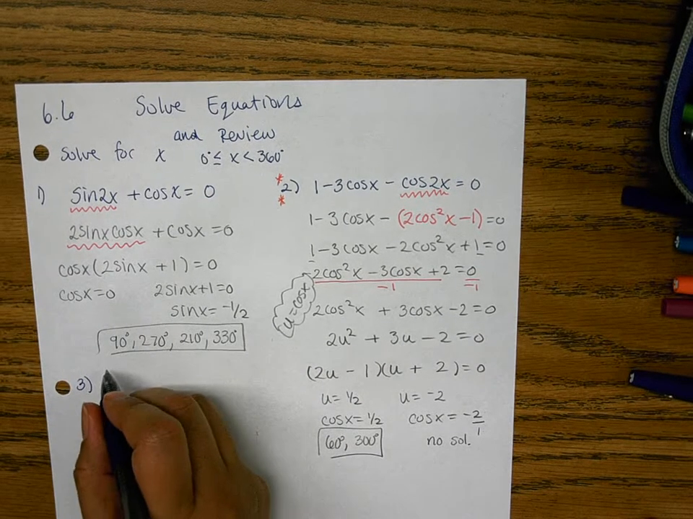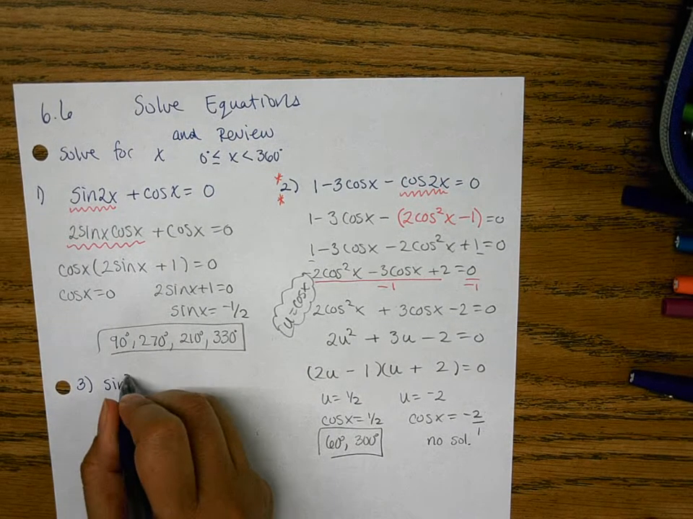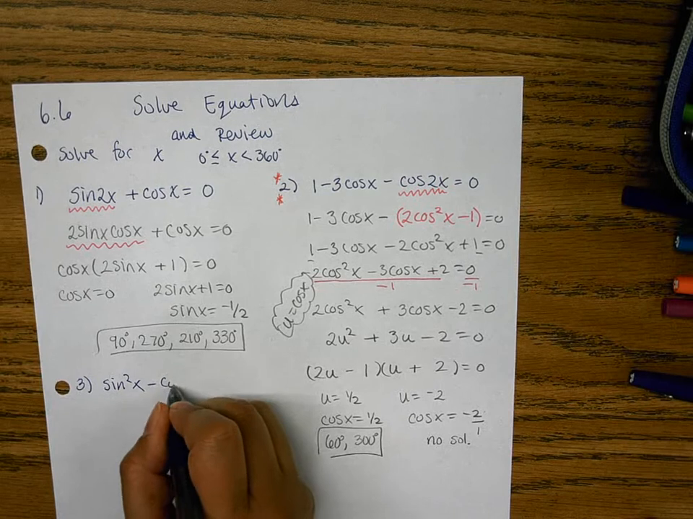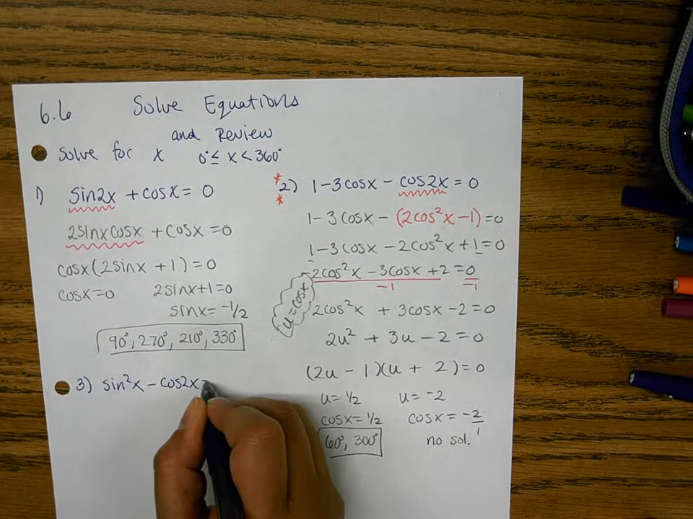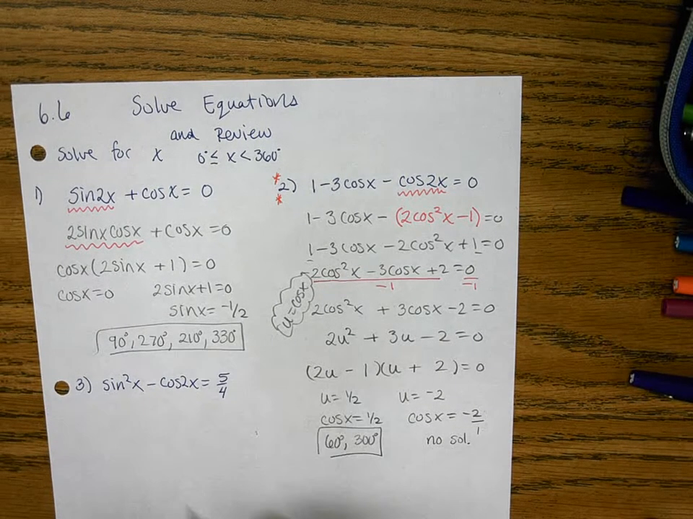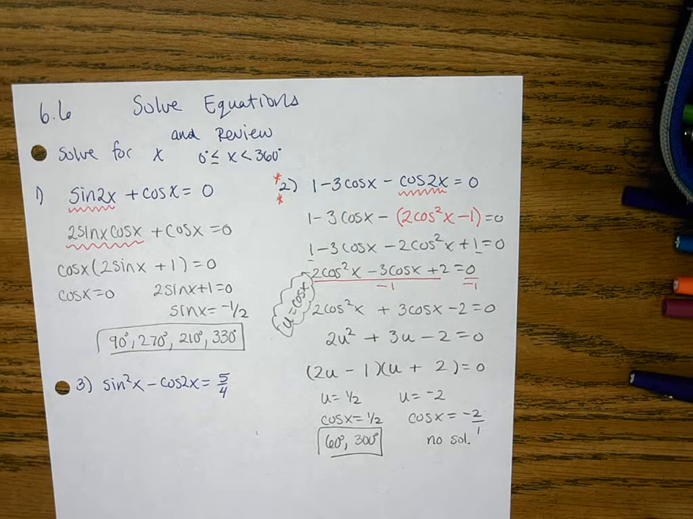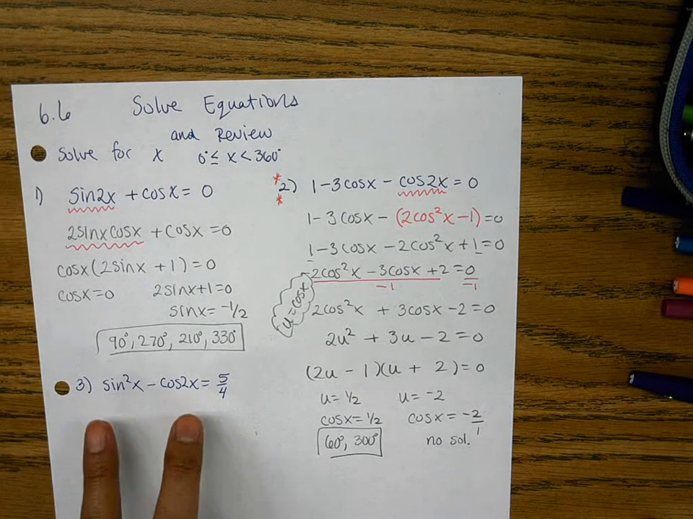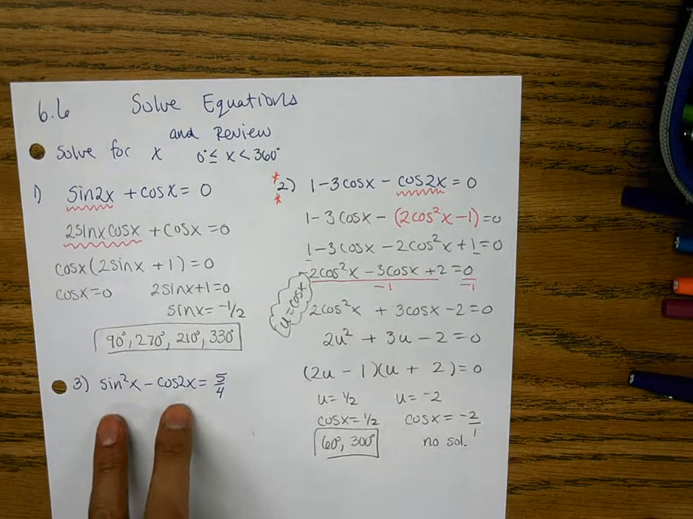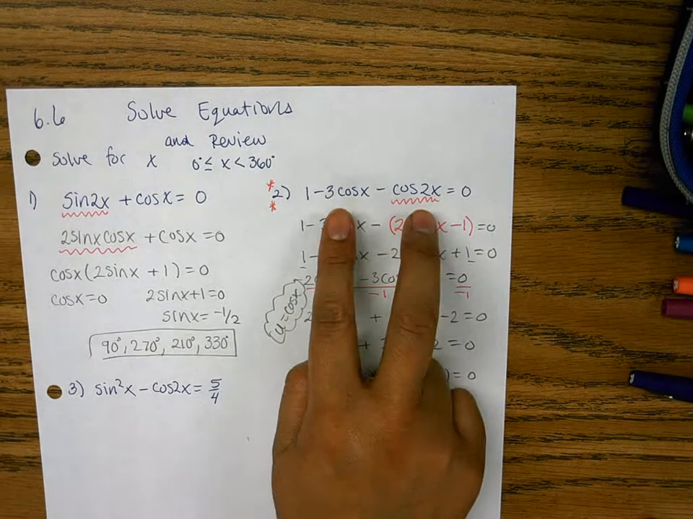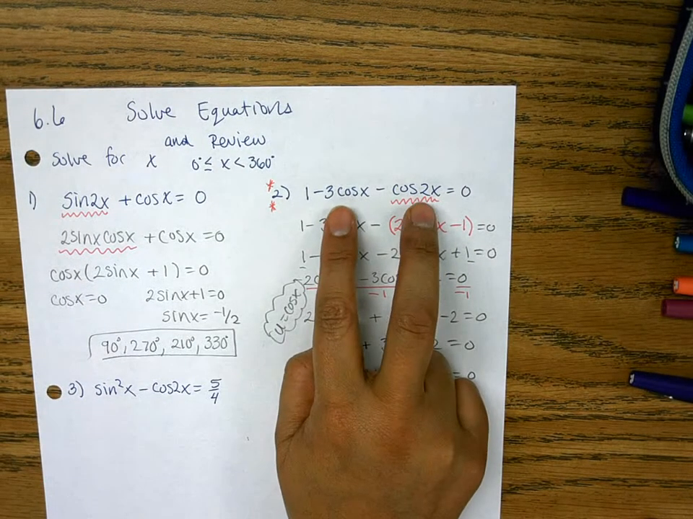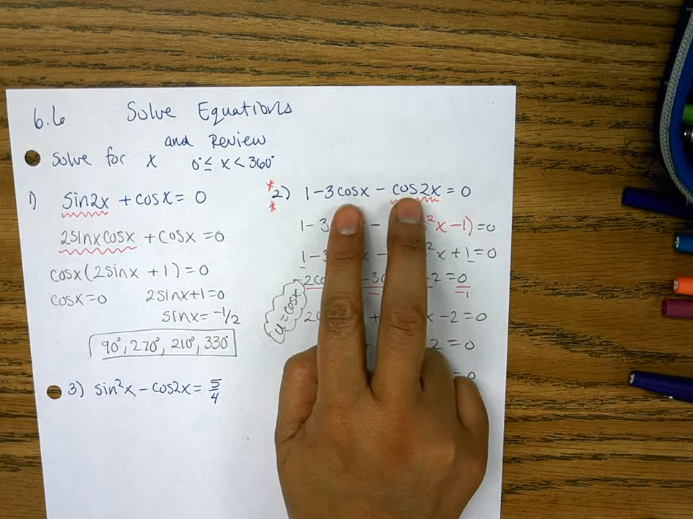Okay, number 3. Sine squared x minus cosine 2x equals 5/4. All right, I can see right now there's no way to factor, there's no like terms. I'm going to pause right here and jump back to the previous one.